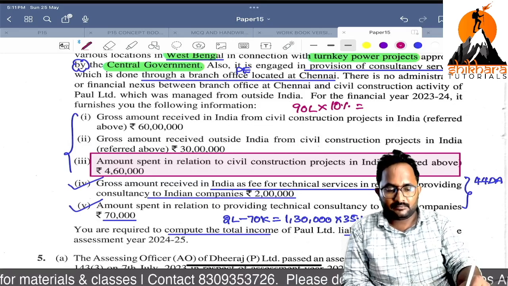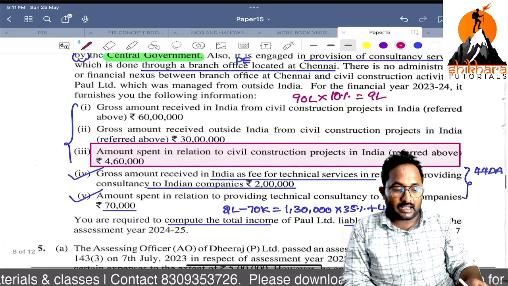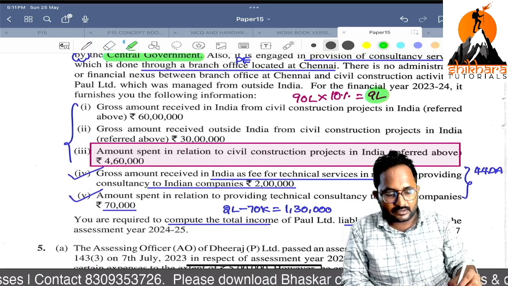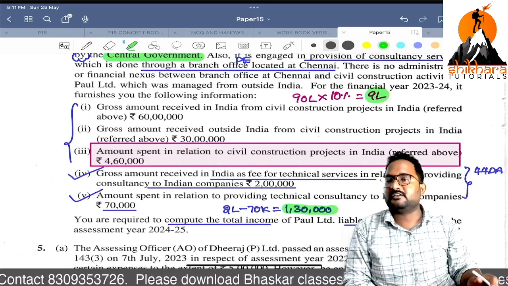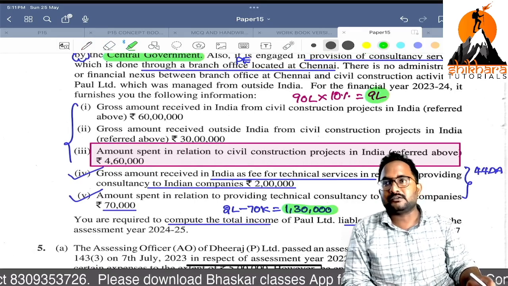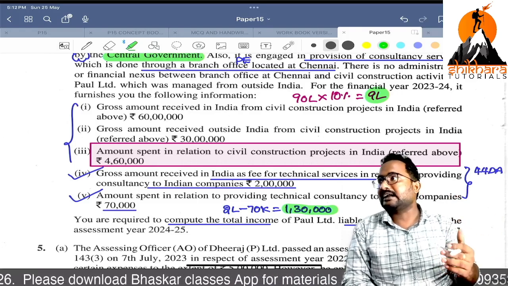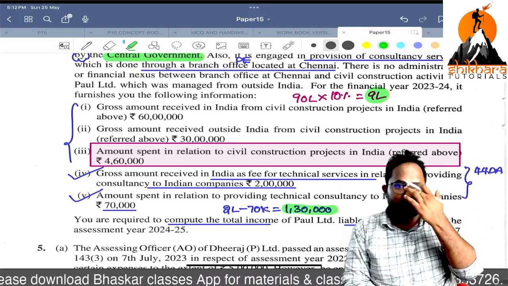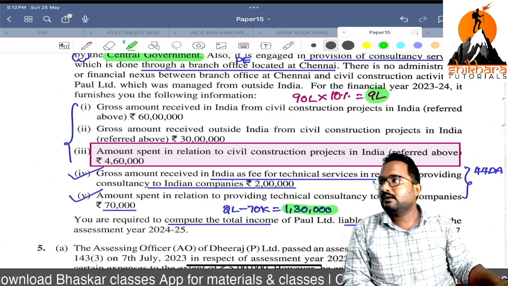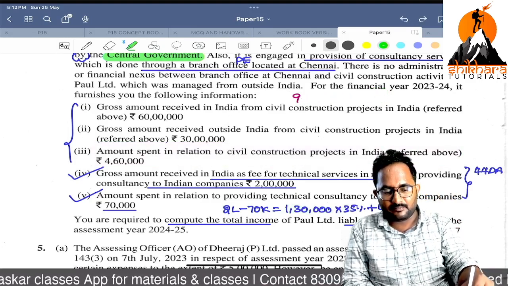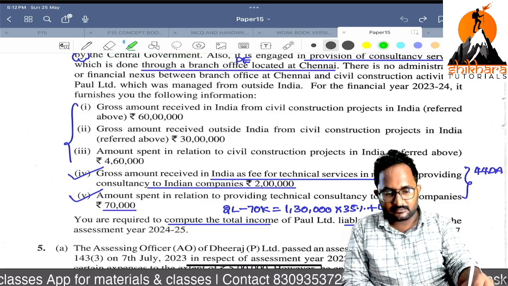Can you tell me what that is? 9 lakh. And already we calculated that income. Can you tell me what that is? 1,30,000. Now total income is 10 lakh 30,000, on that we are required to pay 35% plus 4%. Don't compare that answer with the previous years, because the previous year tax rate is how much? 40%. Clear?